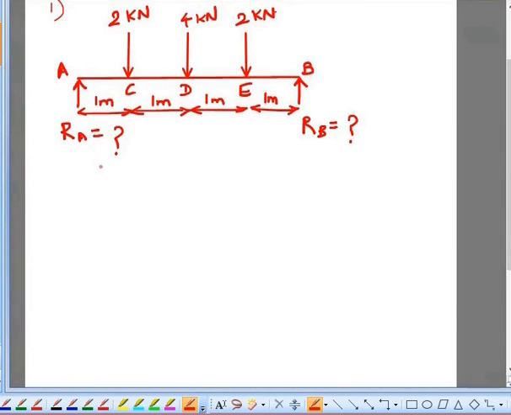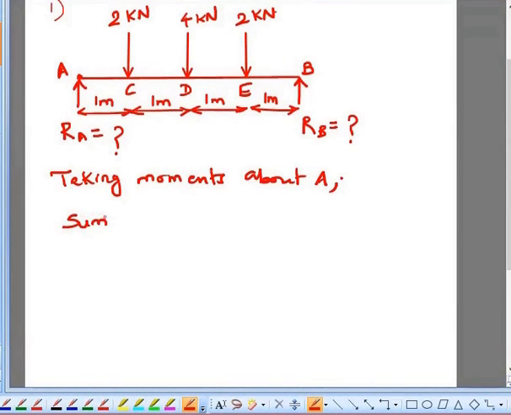To find the reaction, you take the moments about any of the points A or B. I am taking the moments about the point A. You can write like this: sum of clockwise moments is equal to sum of anti-clockwise moments.